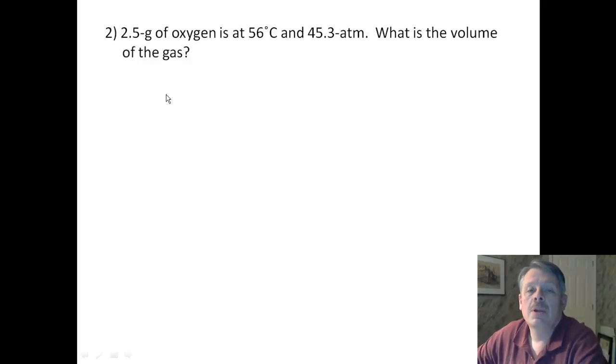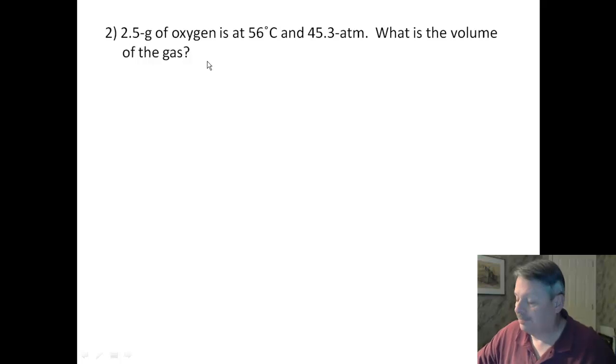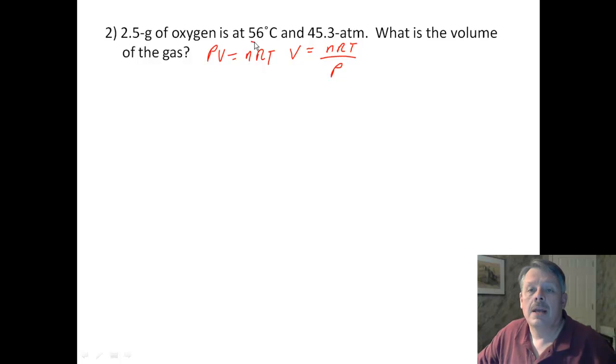We have 2.5 grams of oxygen, 56 degrees Celsius, 45.3 atmospheres. What's the volume? I like my volumes in liters, so I'm going to use PV equals nRT, and I want to solve for volume, so volume is going to be equal to nRT over P. Obviously my Celsius temperature needs to be converted. So 56 degrees Celsius plus 273 gives us 329 Kelvin. And we have 45.3 atmospheres, don't need to convert that at all.